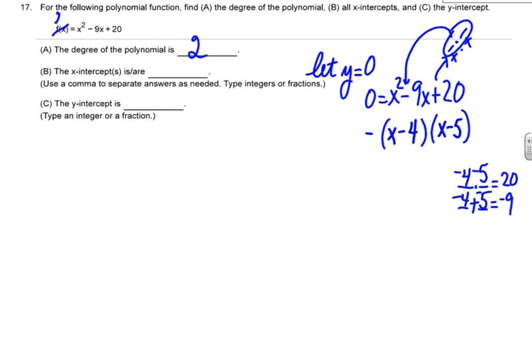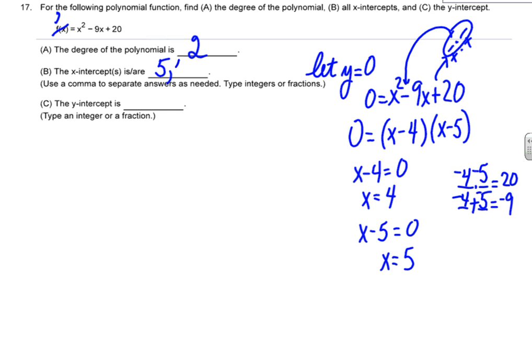Because of the zero product property, I can set both of these equal to 0 and solve. So x is equal to 4, x minus 5 equals 0, x is equal to 5. So it touches the x-axis at 5 and 4.